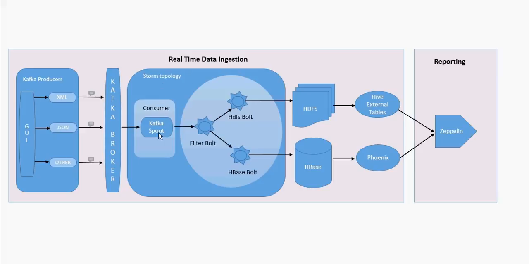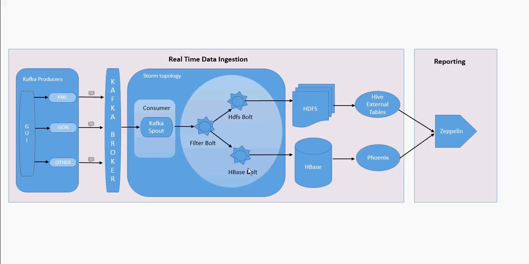We have a Kafka spout that reads the incoming data and then triggers a series of bolts where all the action takes place. We have an HDFS bolt that is responsible for writing the data over to HDFS, from where it is captured into Hive external tables that we are using for batch processing of data.